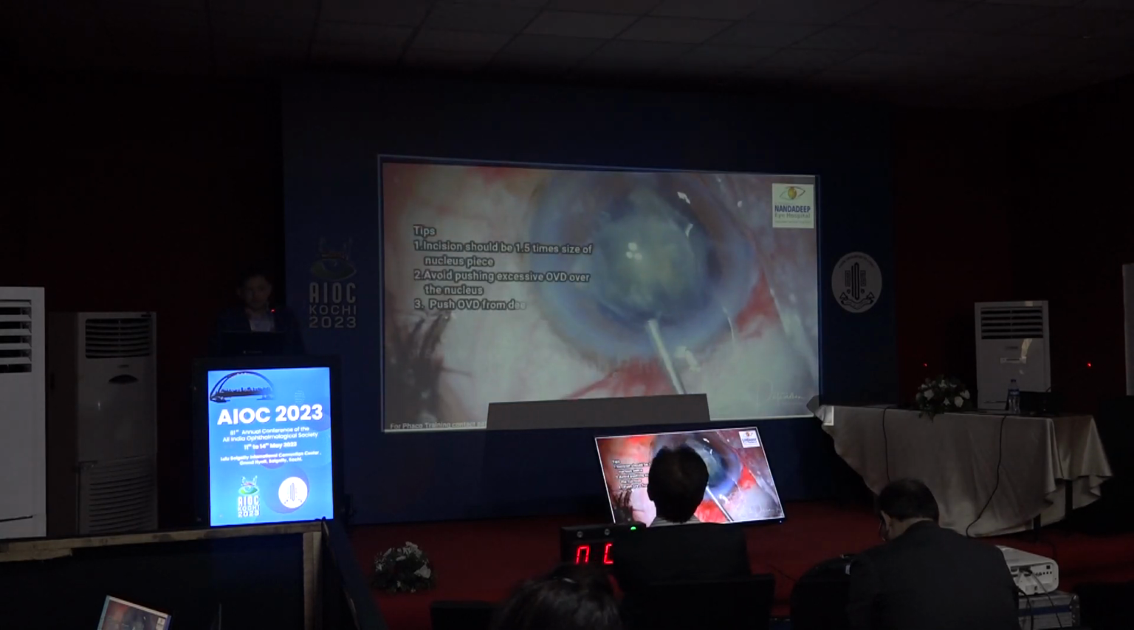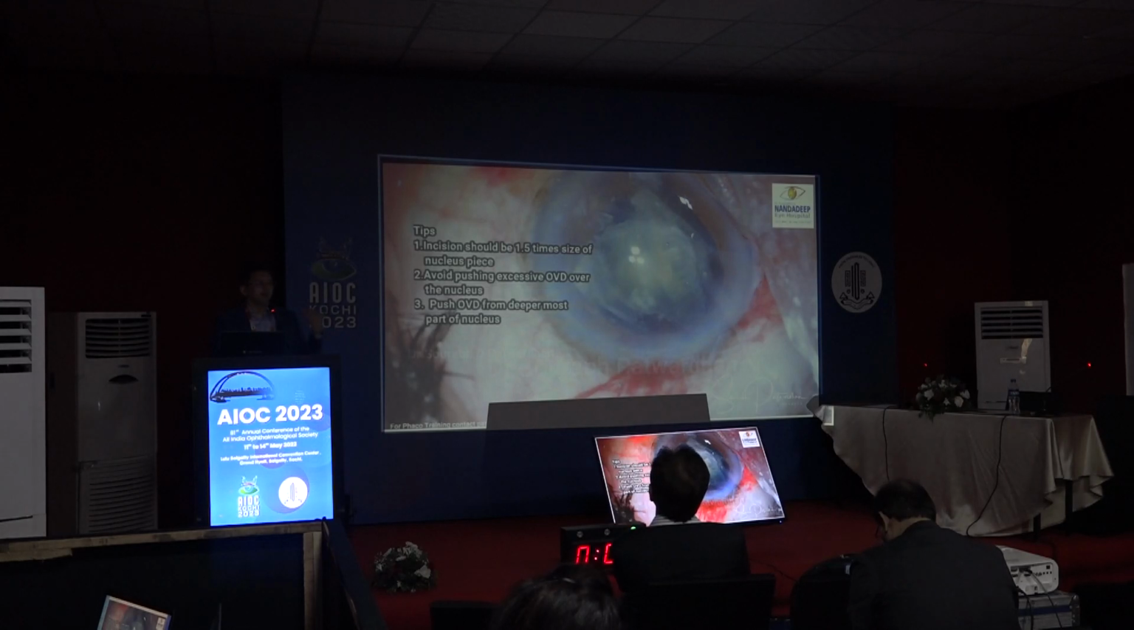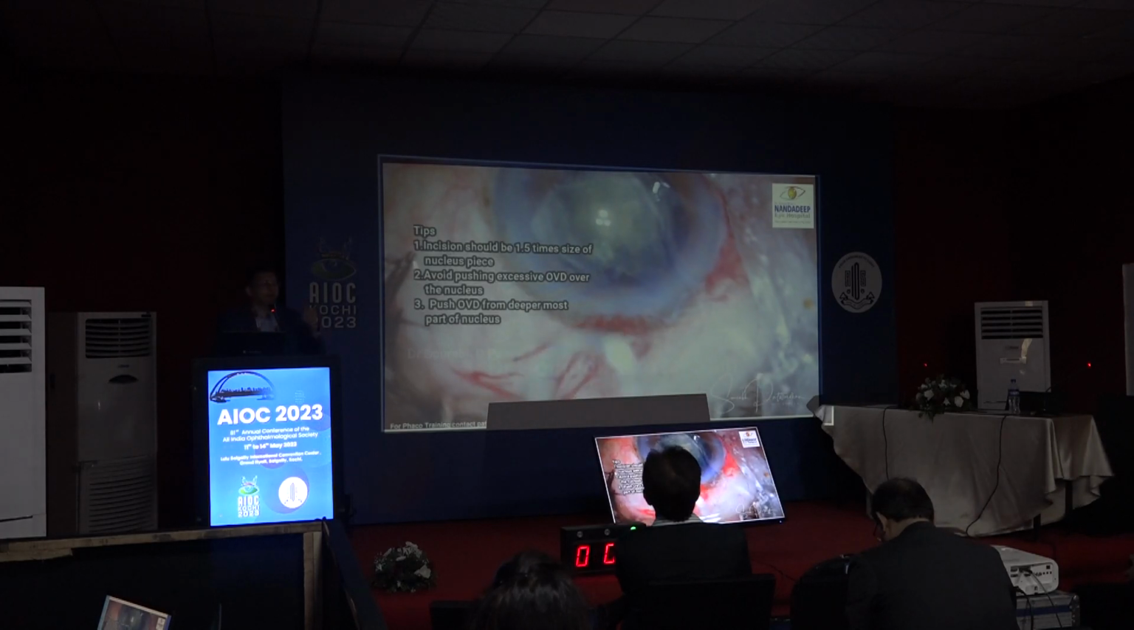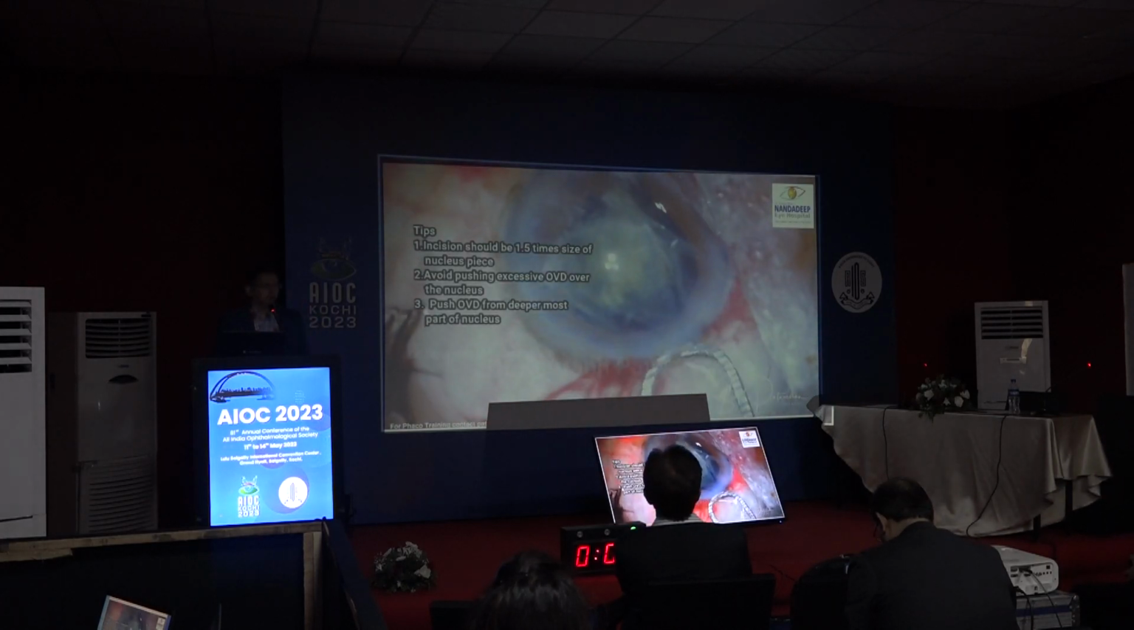But the mistake commonly made when you are taking out the nucleus from the anterior chamber is that, suppose there is a 3 mm nucleus piece inside or 4 mm nucleus piece inside, you try to make the incision of the same size, like 3 or 4 mm. It doesn't work because the nucleus is a three-dimensional structure. So always make a point, the incision size should be at least 1.5 times the size of the nucleus piece that you are going to remove. Otherwise, there will be a lot of endothelial damage when you're trying to take out this nucleus.